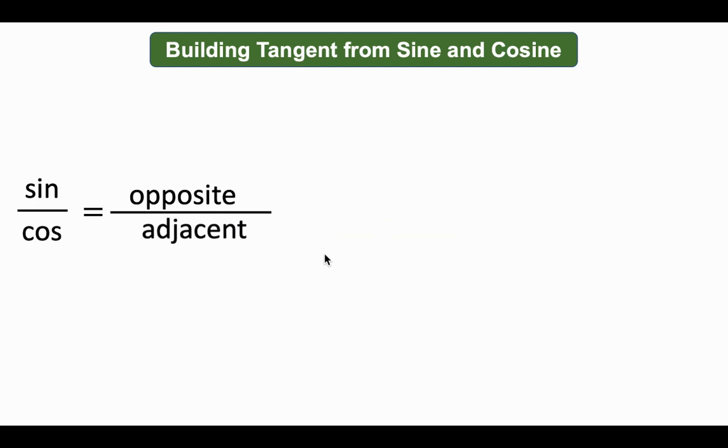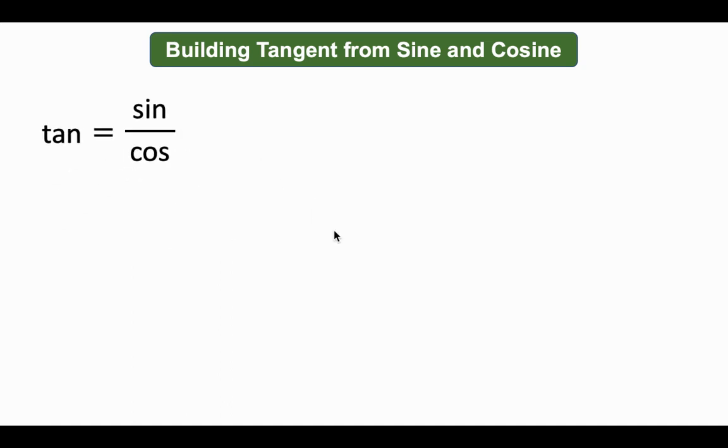So I got opposite over adjacent. So sine over cosine simplifies down to opposite over adjacent, which is tangent. So now I got tangent. Now that I have tangent, I know that sine over cosine becomes opposite over adjacent, which is tangent, which means that tangent is sine over cosine. That's the transitive property from geometry coming back to you. So tangent is sine over cosine.